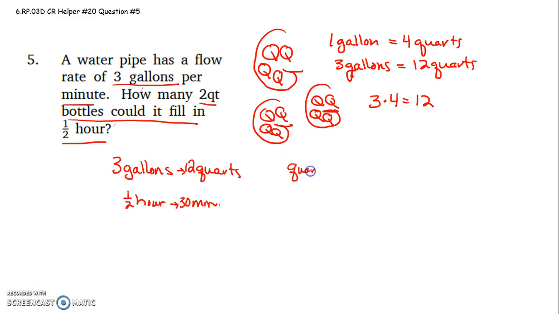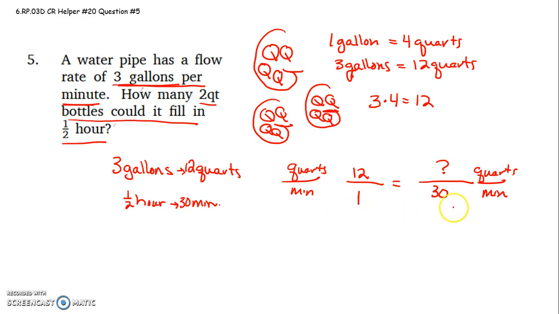So if I do quarts to minutes, equals quarts to minutes. I know I can fill 12 quarts, 3 gallons, or 12 quarts per minute. So I know I can do 12 quarts in 1 minute. Let's figure out how many quarts I can do in 30 minutes. If I know I have 12 quarts per minute, how many quarts in 30 minutes?